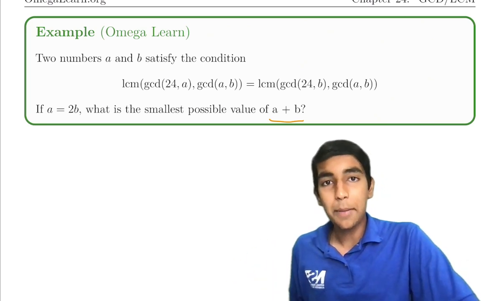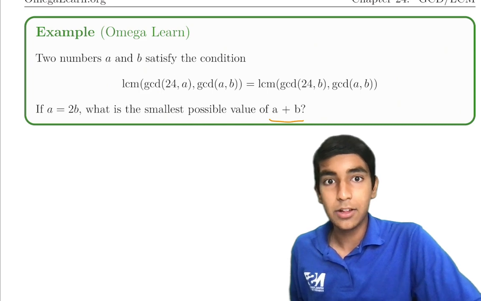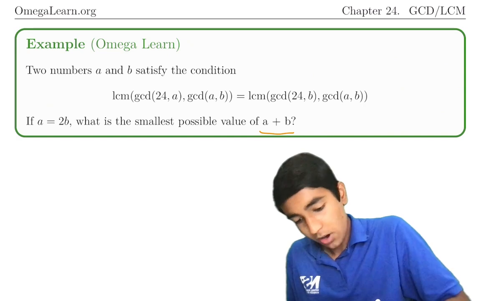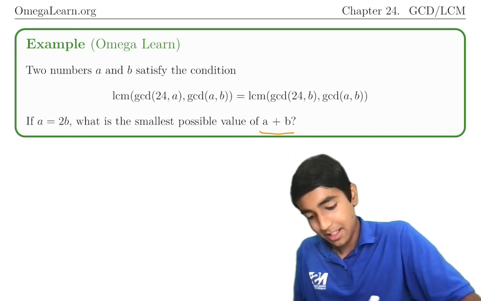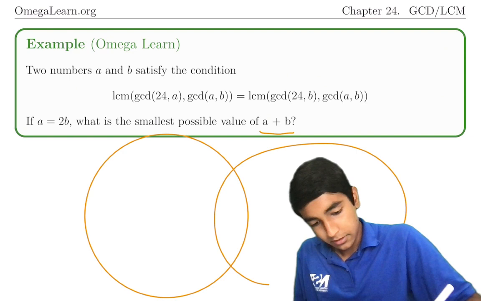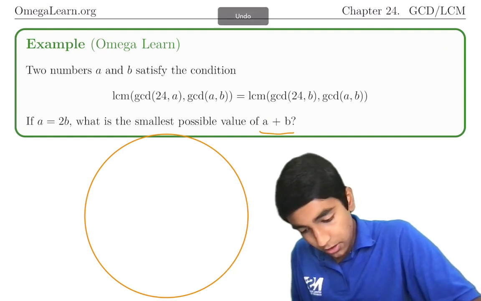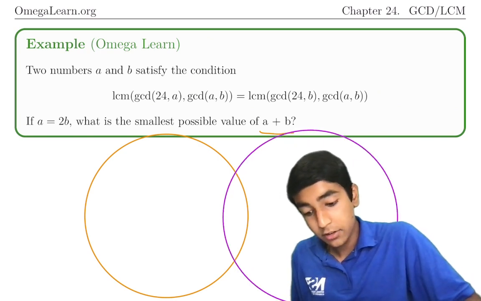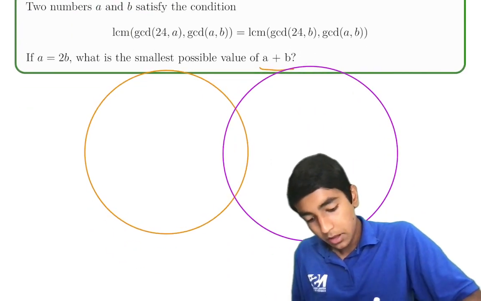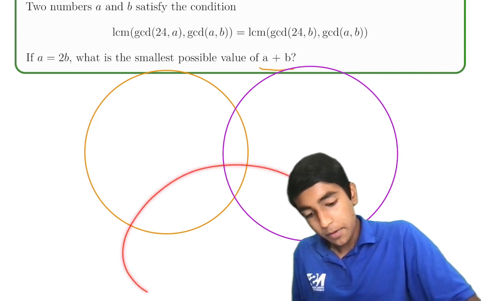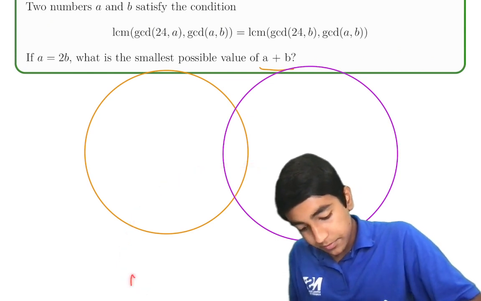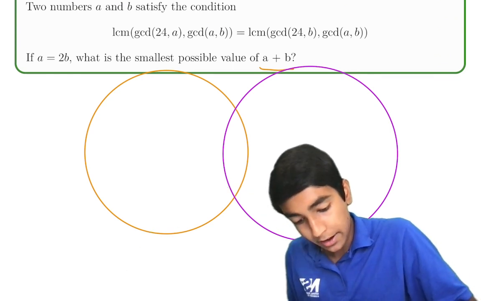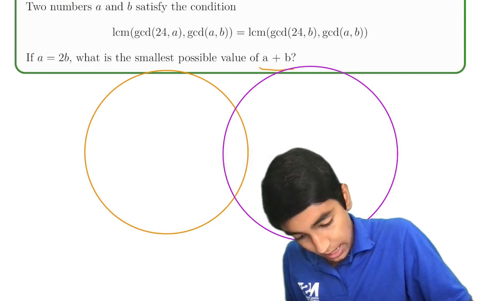Well, here's how I'm going to visualize it. I would say the easiest way to visualize something like this is to draw a Venn diagram. So let's draw three circles, and what each of those three circles will represent are the prime factors of A, B, or 24. So what does that mean? Well, I'll explain in a second, but essentially all the possible prime factors of that number will be part of that Venn diagram section if that is the case.